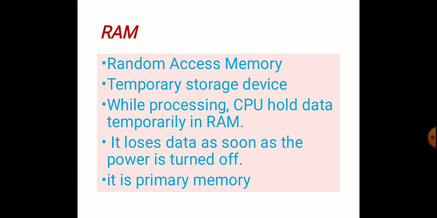Next device is RAM, that is random access memory. This is a temporary storage device. While processing, the CPU holds data temporarily in RAM. It loses data as soon as the power is turned off. It is primary memory. It can store less amount of data in it. It has small storage space.